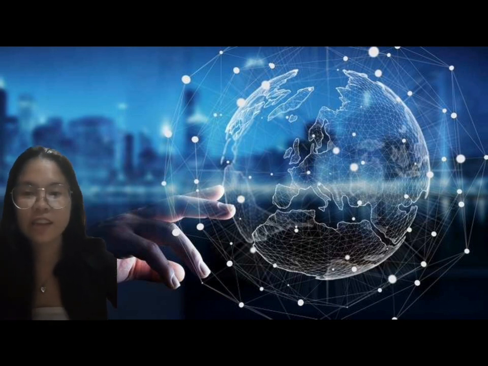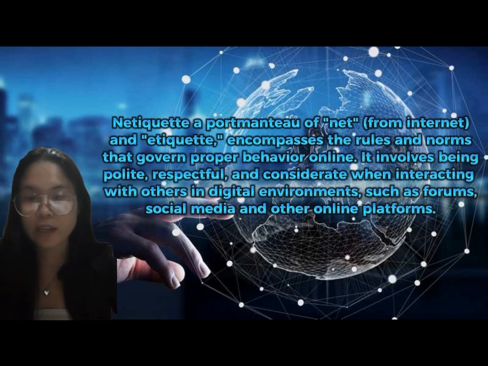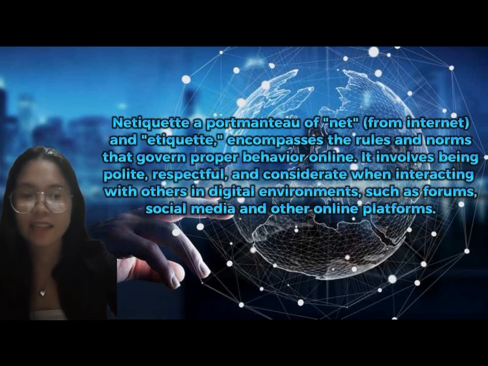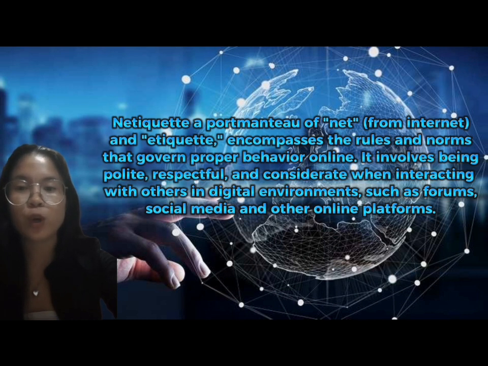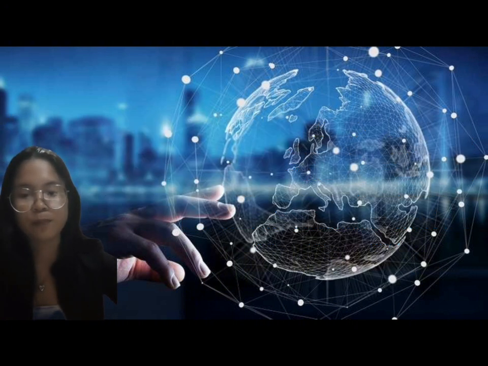So before we proceed, what is netiquette? Netiquette is a portmanteau of net, from the word internet, and etiquette. It encompasses the rules and norms that govern proper behavior online. It involves being polite, respectful, and considerate when interacting with others in digital environments, such as forums, social media, and other online platforms. Following netiquette helps maintain a positive and productive online community.